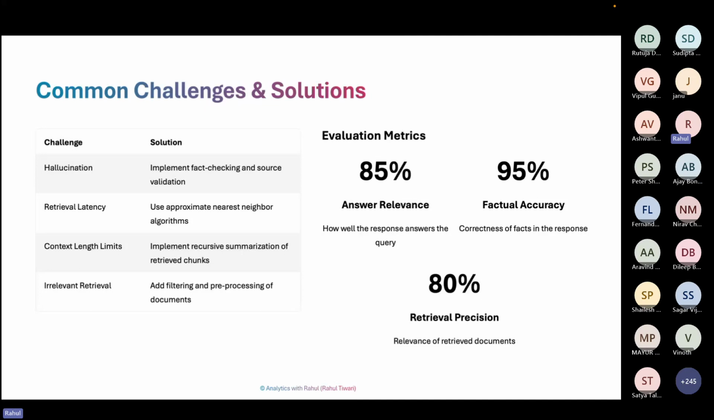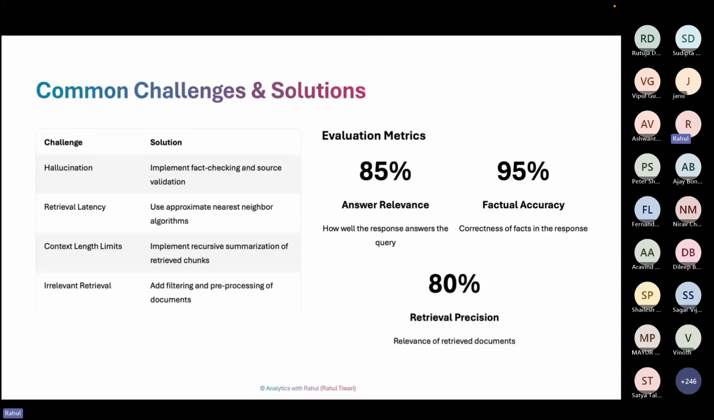Irrelevant retrieval: add filtering and pre-processing of documents so that you will not get irrelevant retrievals from the document. If I'm asking how many holidays I can take, or how many leaves I can take, then it should give me only that relevant information. It should not give me something else, right? These are some of the numbers which people are looking for in the industry: around 85% answer relevance, 95% factual accuracy, and 80% retrieval precision.